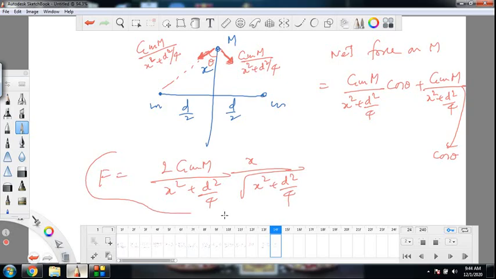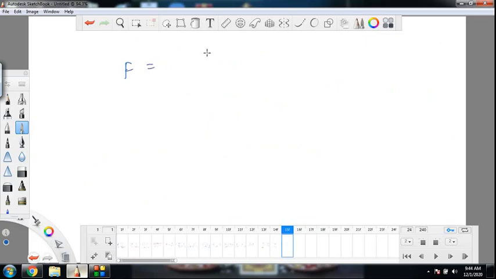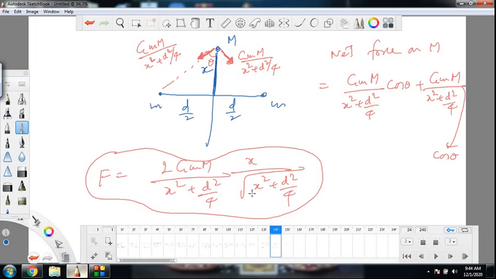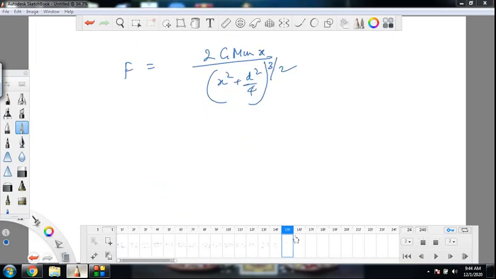It depends on the distance x. What is x here? x is this distance. So the force as a function of x, I have got it. Let me write it on next page. The force as a function of x is 2GMm x by x square plus d square by 4 whole power 3 by 2. That is the force as a function of x.